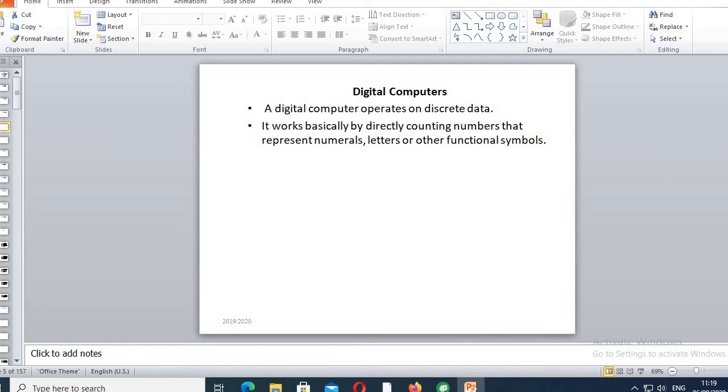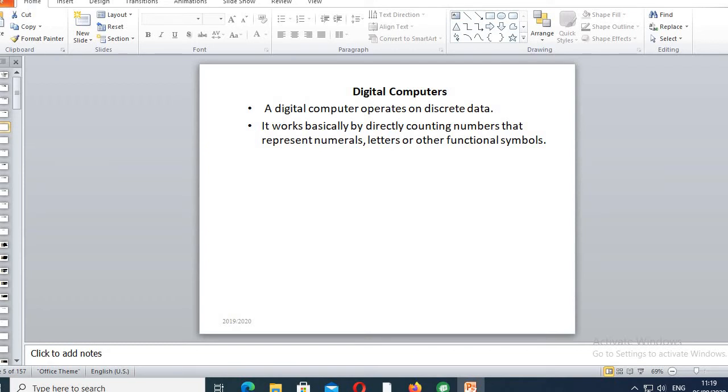Then we have digital computers. Digital computers operate on discrete data. It works on discrete data. In other words, you can have numbers that are jumping, or one letter or one answer. You can have ranges of operands, or of answers. For example, I can say A is less than or equal to 10. How many answers are there? In other words, A can either be 9, or 3, or 4, or 5, or 10. But it cannot exceed 10.